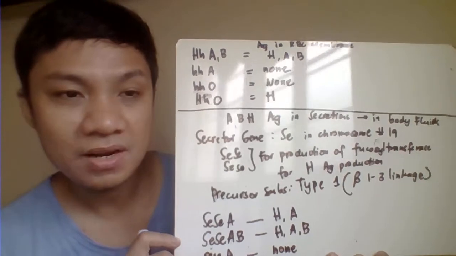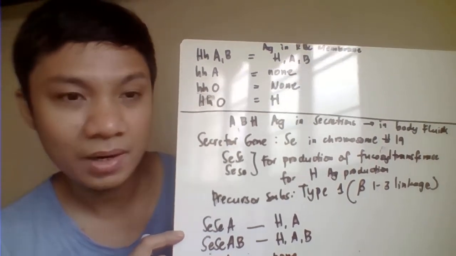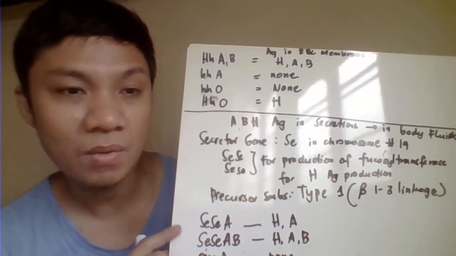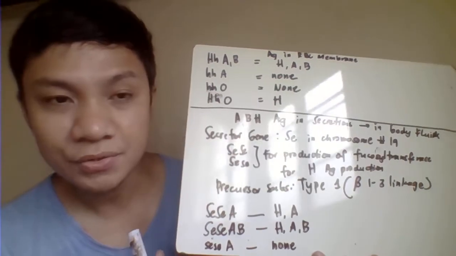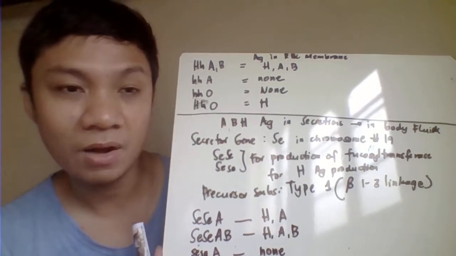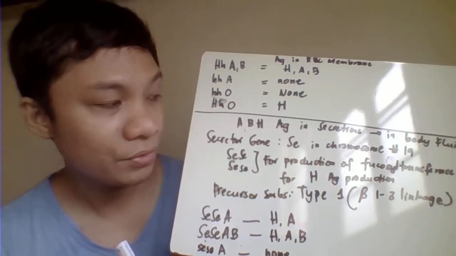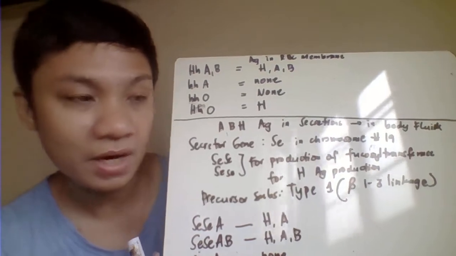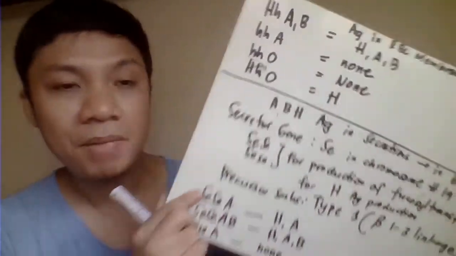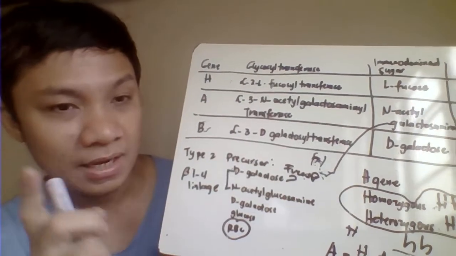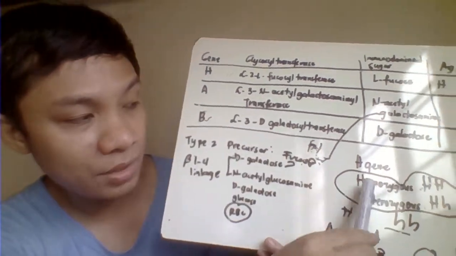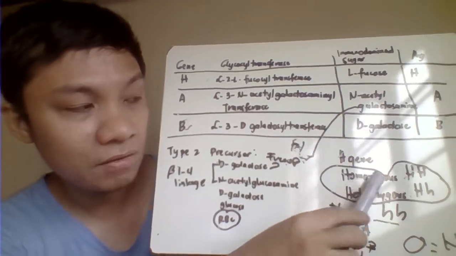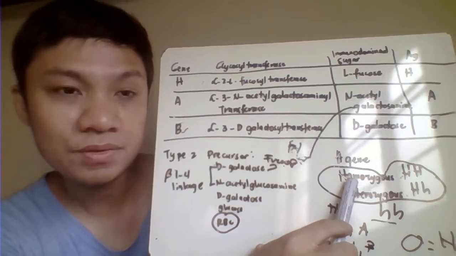Okay, another one, we have here your ABH substance found in our secretions. The ABH substance found in our secretions, the production of that is under the influence of your secretory gene, which is also encoded in chromosome number 19, just like our H gene. Okay, so the secretory gene try to code here for the production of your H na antigen. Pag nasa RBC membrane, ang H antigen natin is under the influence of your H gene.